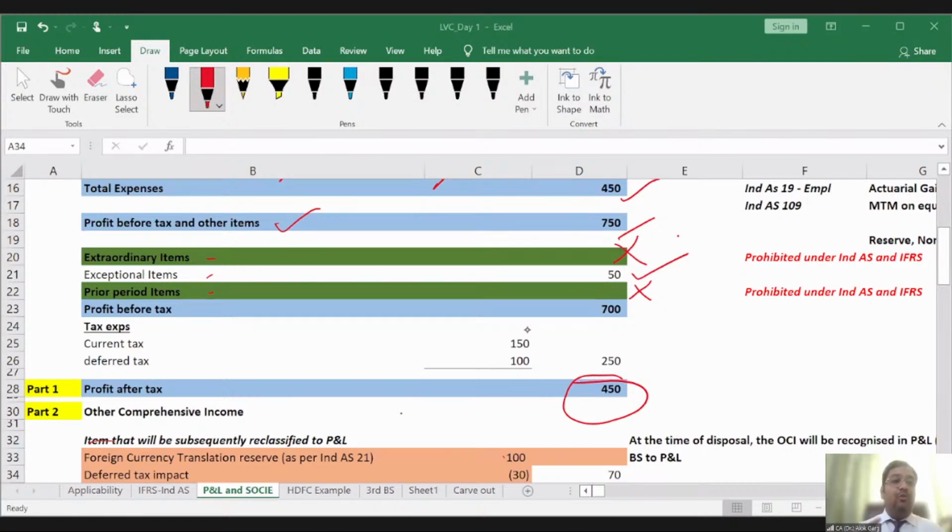Sir, do we need to evaluate every time? The specific list has been given in Ind AS 1 as per respective Indian accounting standard, right? The list has been compiled in Ind AS 1, okay? And of course, this list has been compiled in relation to the guidance given by other Indian accounting standards. For example, Ind AS 16 talks about revaluation surplus to be taken to OCI. Ind AS 21 talks about foreign currency translation reserve to be taken to OCI, right?